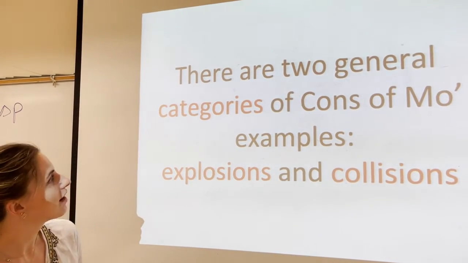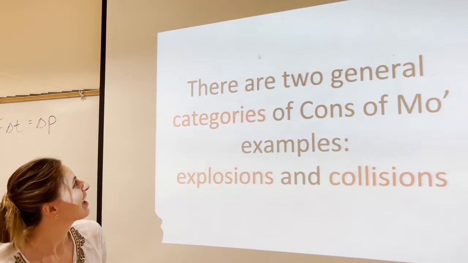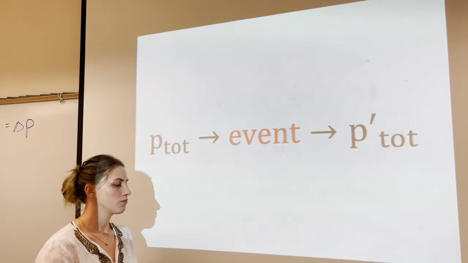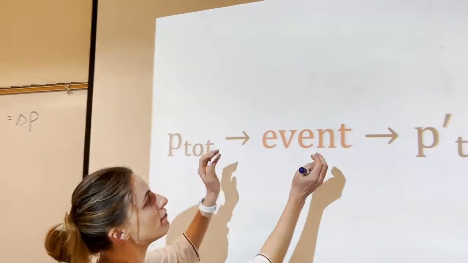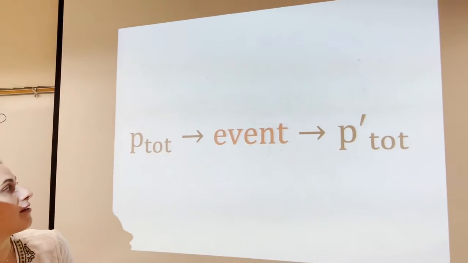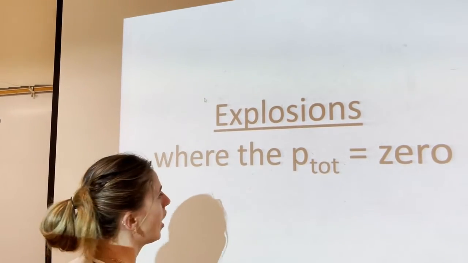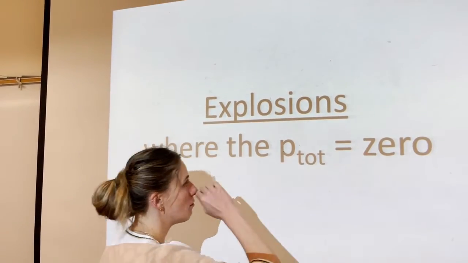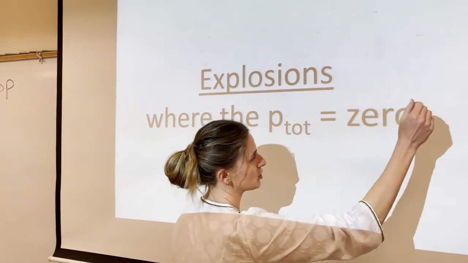Remember Mr. Boykin on the bowling ball. I was on the skateboard with a bowling ball. That's an explosion. For all momentum situations, we have an initial momentum, some event occurs, and we have a final momentum. Let's take a look at that first type of event, an explosion, where our total momentum is equal to zero, and we might have something like zero equals initial momentum plus final momentum.